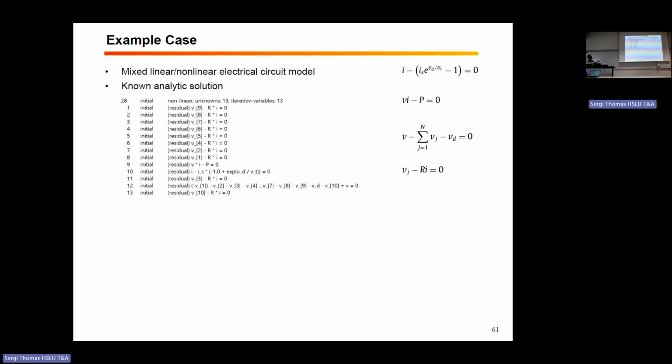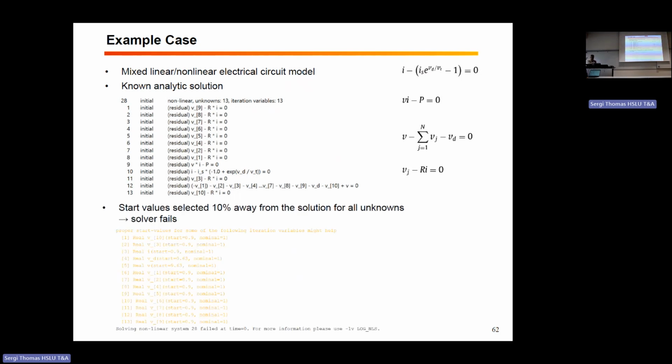This is how OpenModelica breaks it down. So you see there are 13 iteration variables. In this case, we switched off tearing, and we have all of these residuals which correspond to these equations. What we did was we take the analytic solution and we tweak it by 10%. Every initial value is changed by 10%. OpenModelica tells me, look, there's 13 start attributes. Please fix them. And it's 13, and it could be like hundreds.